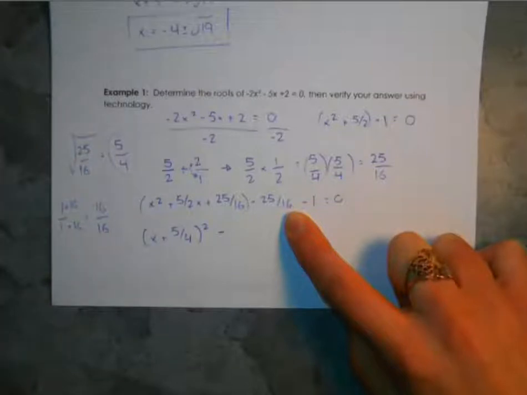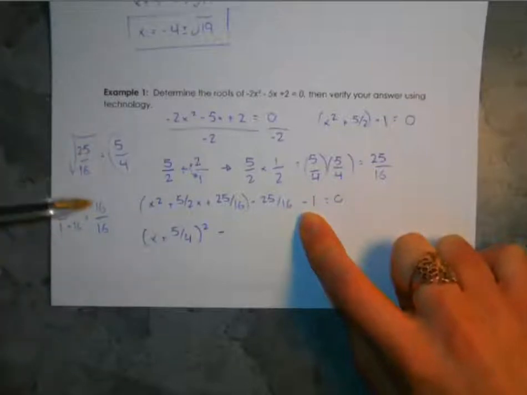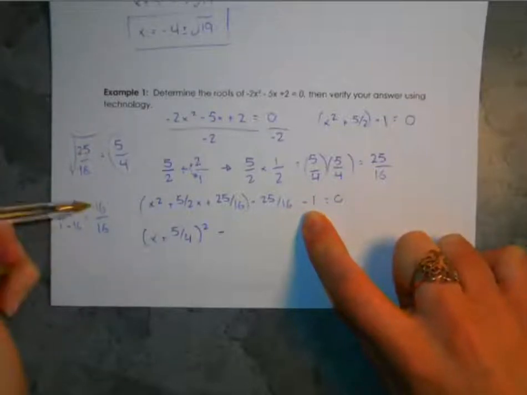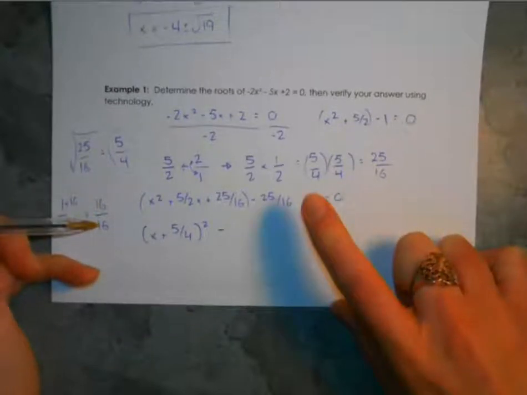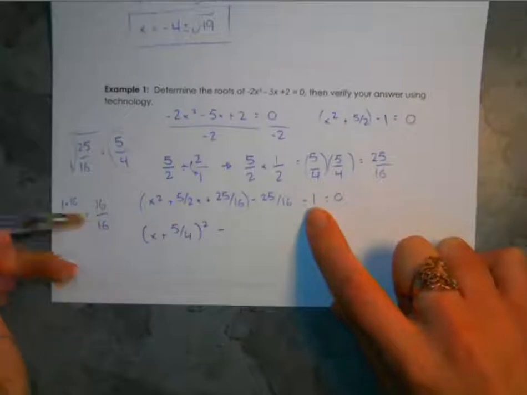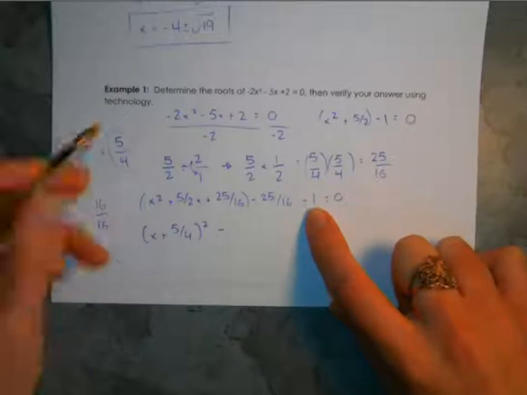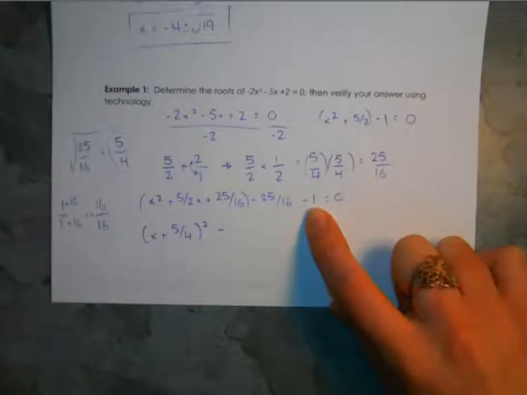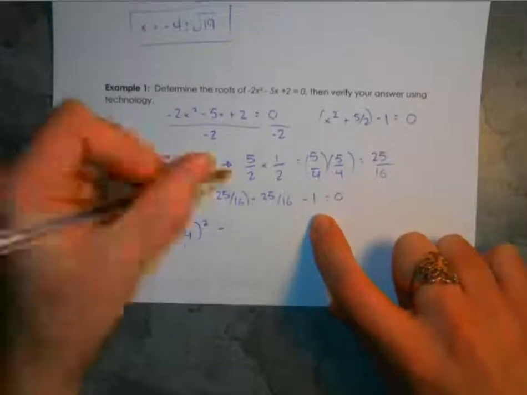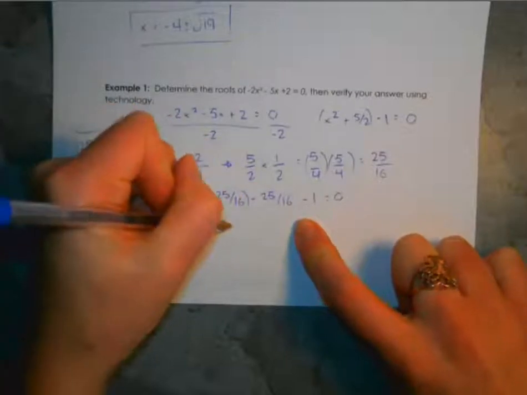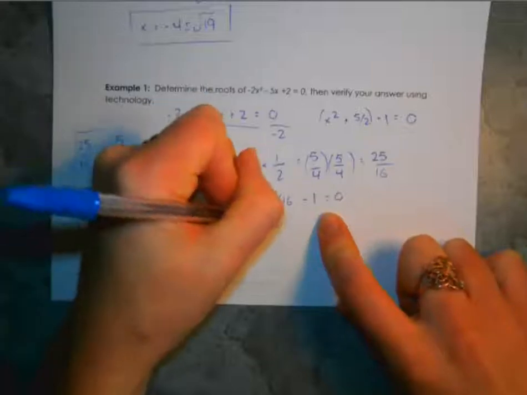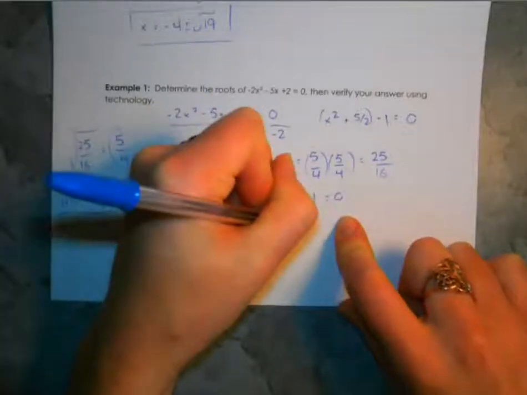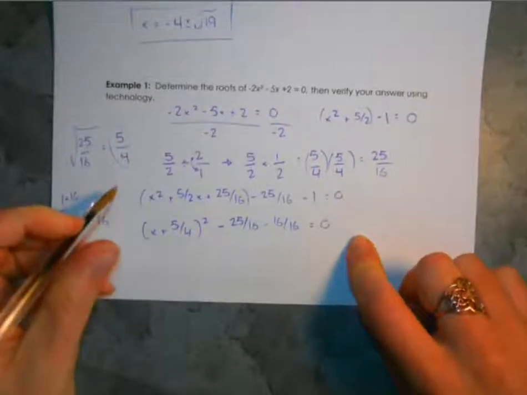So it's going to be 16 over 16. And that makes sense, right? Because you can always double check if you did it properly by putting into your calculator 16 divided by 16, which should give you 1. Okay, now we just have to be careful because this is going to be a negative 16 over 16. So we have minus 25 over 16 minus 16 over 16 is going to be equal to 0.